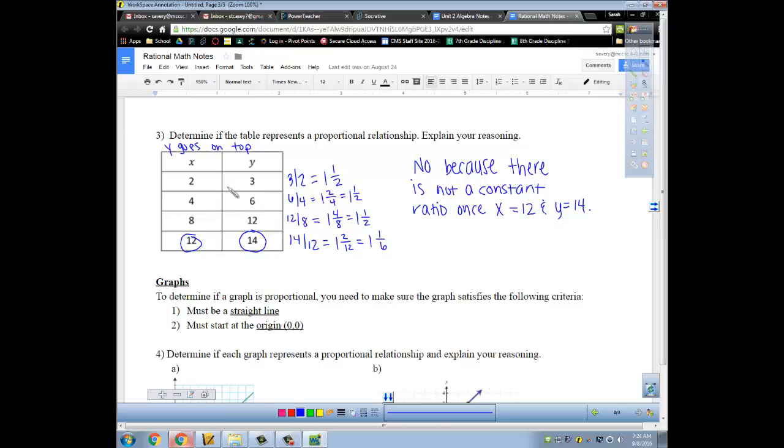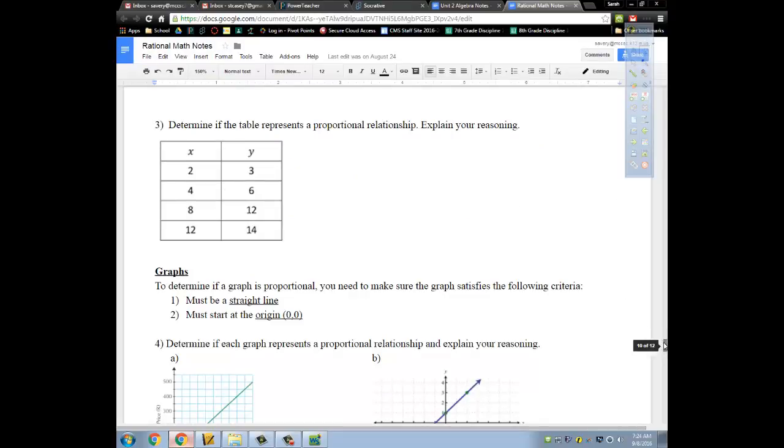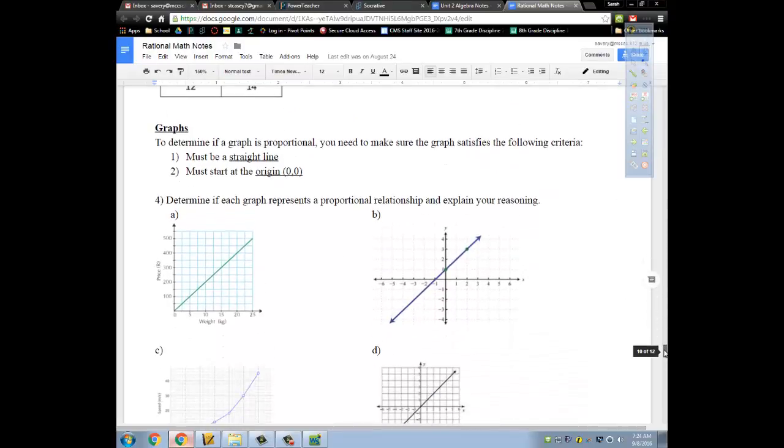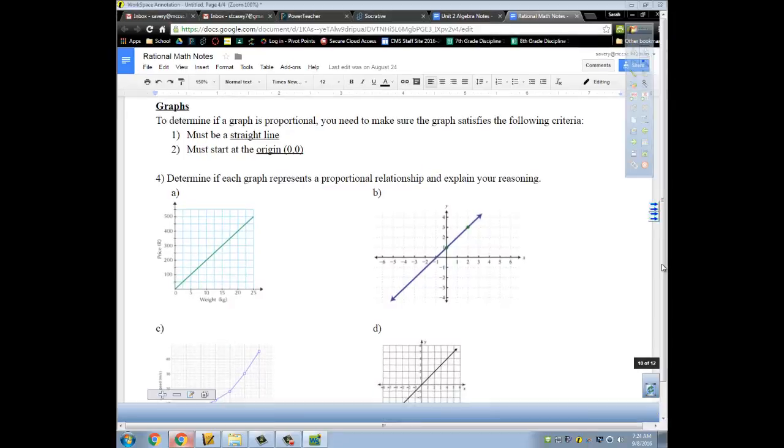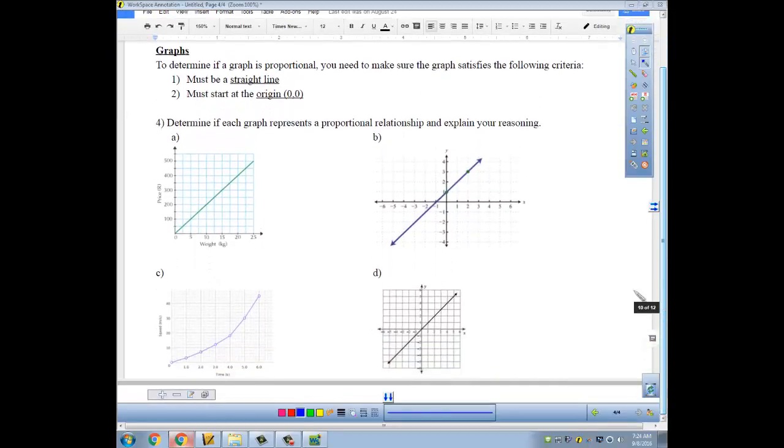Okay, looking at a graph is really, really easy. There's no real numbers that you have to deal with. It's just looking at the graph. So for a graph to be called proportional, two things need to happen. First thing is it needs to be a straight line. So if it's curved at all, it's already no.